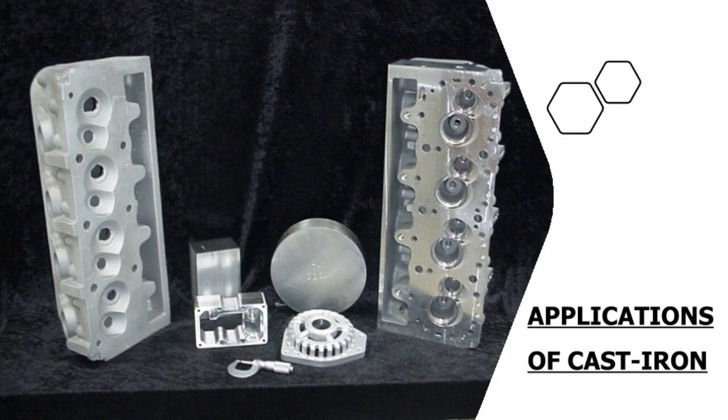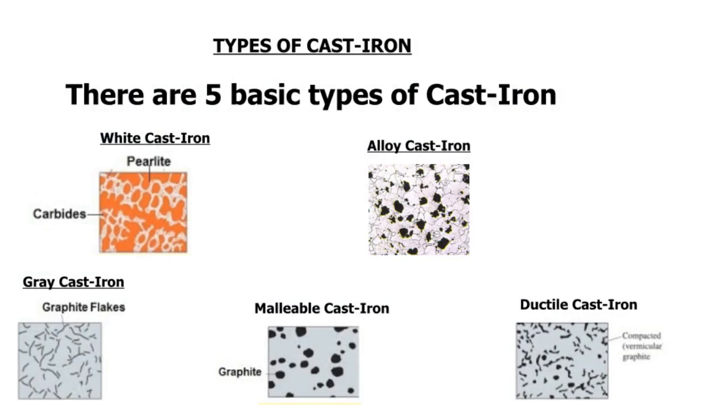Examples of parts made from cast iron are machine beds and frames, vises, engine blocks, manhole covers. Because the graphite is in a free state, it acts as a lubricant, making cast iron ideal for machine slides. Types of cast iron. There are five basic types of cast iron.